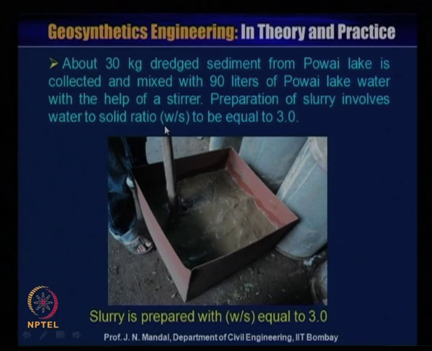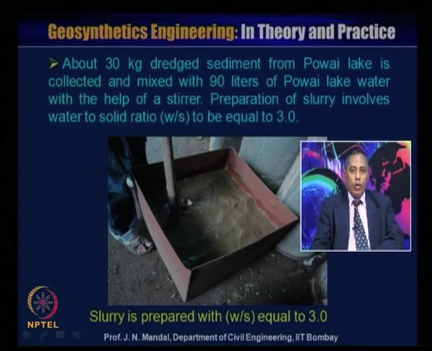Next, after hanging the bag, you require the preparation of the slurry. About 30 kg of desert sediment from Powai Lake is collected and mixed with 90 liters of Powai Lake water with the help of a stirrer. The preparation of the slurry involves a water to solid ratio, that means W by S, equal to 3. So, with this proportion, this mixture has been made.